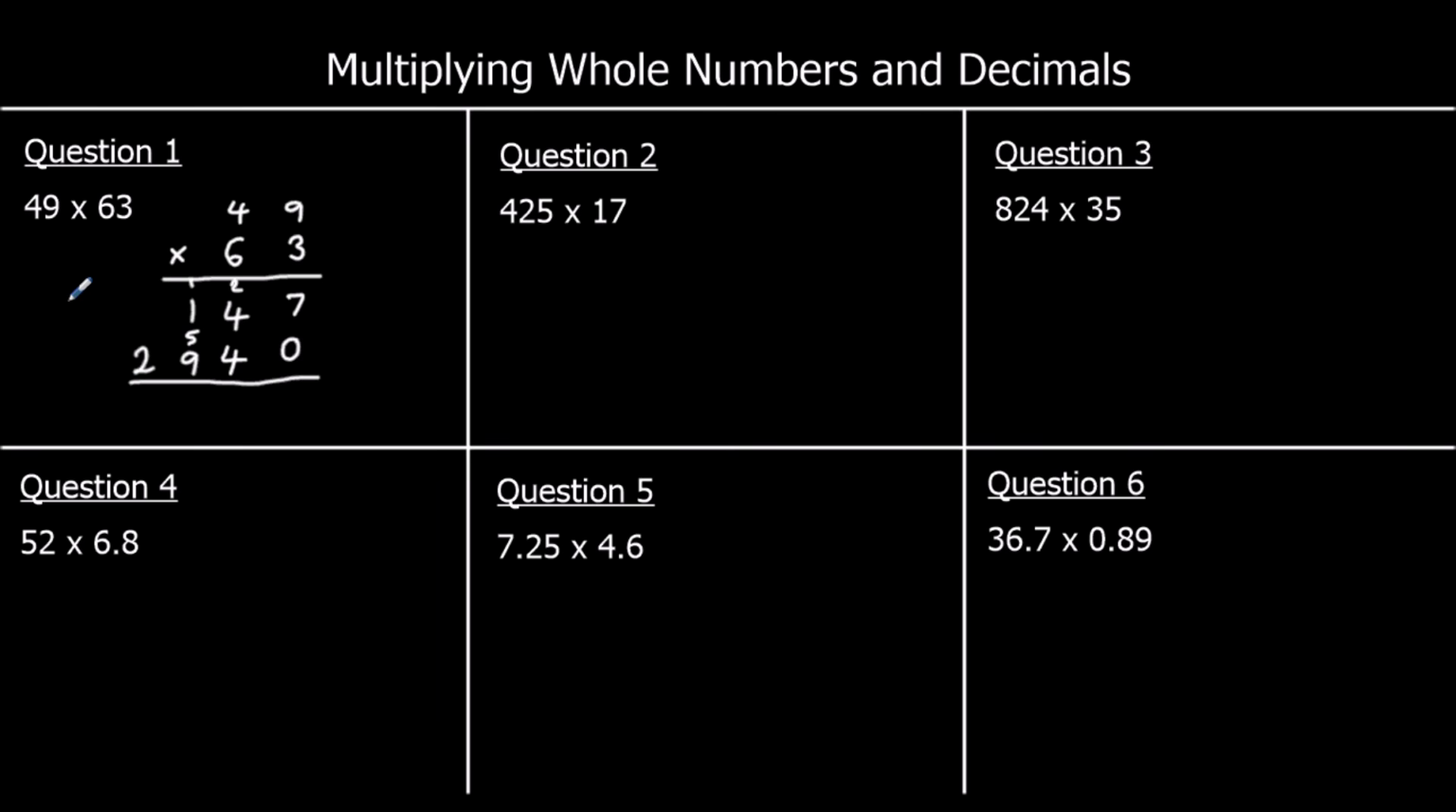We're going to add these up now. So start with the smallest column again. 7 plus 0 is 7. 4 plus 4 is 8. 1 plus 9 is 10. So 0, carry over the 1. So we've got 2 plus 1 in the thousands, which is 3. So we've got our answer of 3,087.